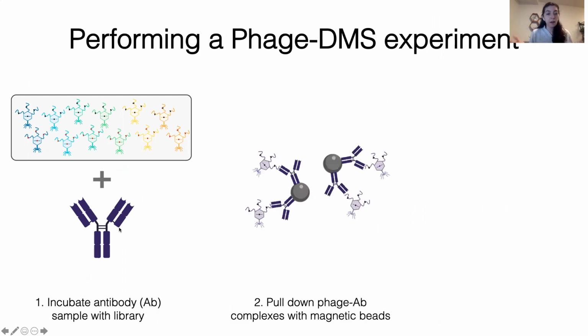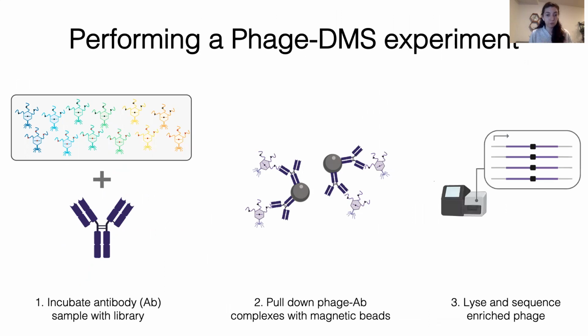And then we add magnetic beads to the mix. The magnetic beads have a protein on the surface that specifically binds to the constant region on the antibody. And so then we can wash off all of the unbound phage and only then lyse and sequence the enriched phage. And by deep sequencing, we can get a clear idea of the sites of escape. I just want to emphasize that this is after a single round of selection.